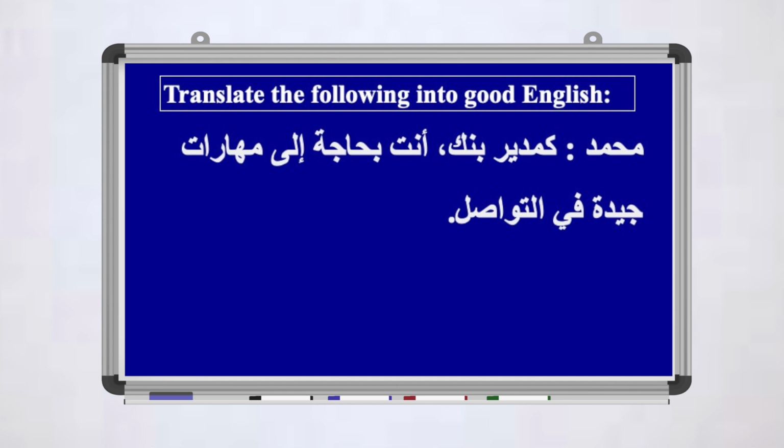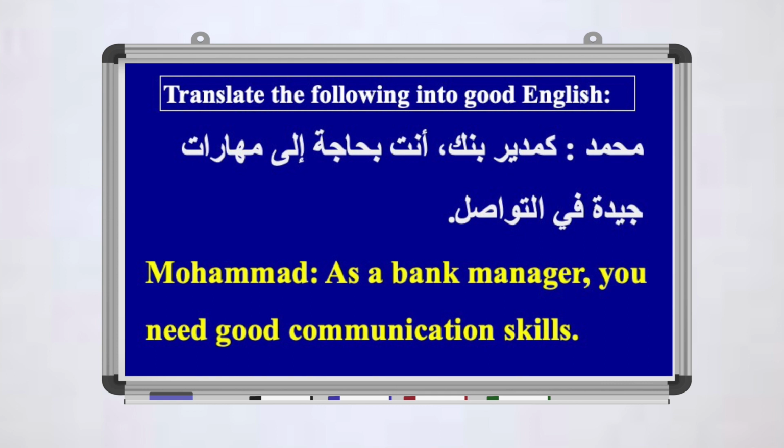How am I going to translate this sentence? Read it. Have the meaning in your mind. Look for keywords and then start translating. Let's take a look at the translation. Muhammad, as a bank manager, you need good communication skills.